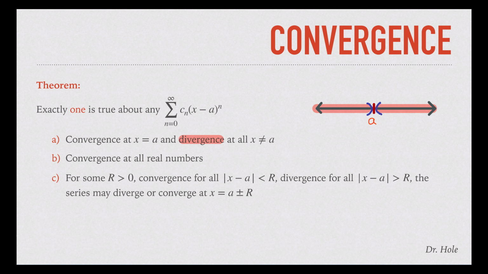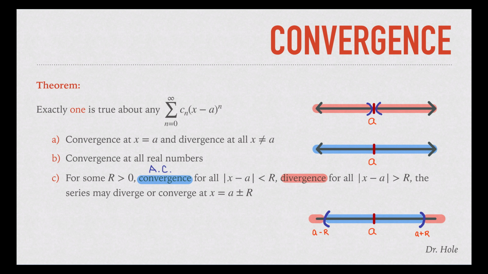Case 1 was that you only have convergence at the center, and then everywhere else, the series diverges. Case 2 was that you have convergence everywhere. Case 3 was the in-between case, where within R of the center, the series converges, but more than R away from the center, the series diverges. Good.